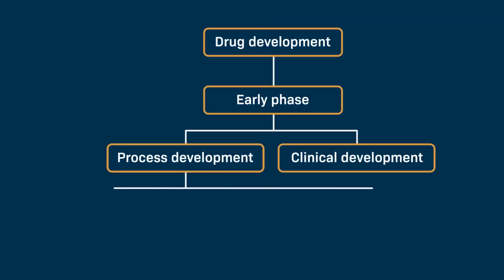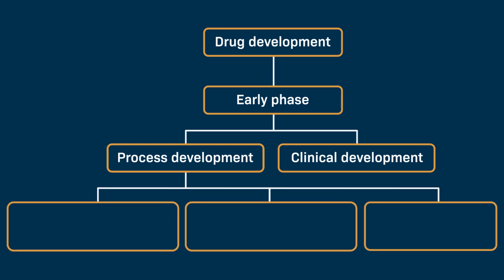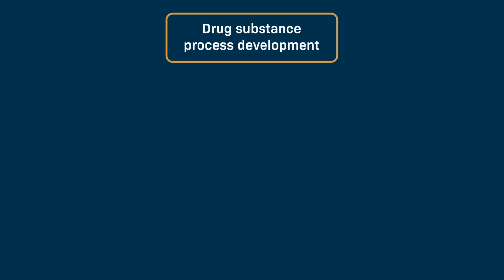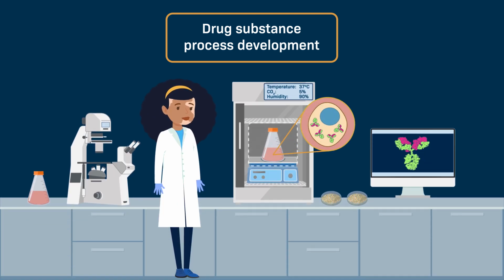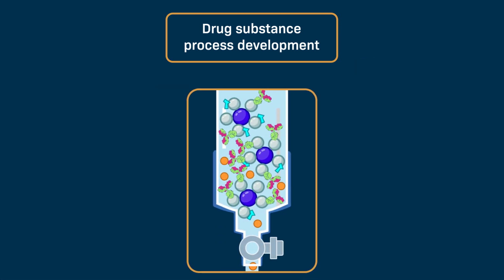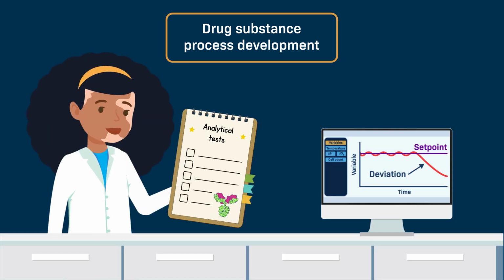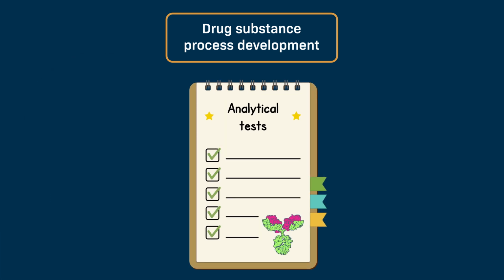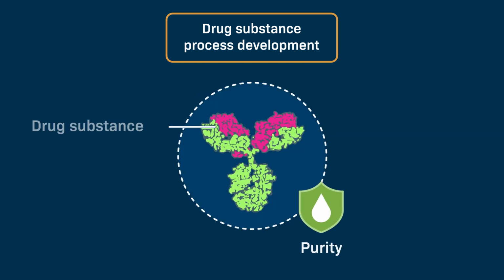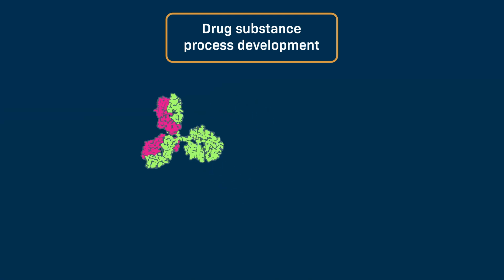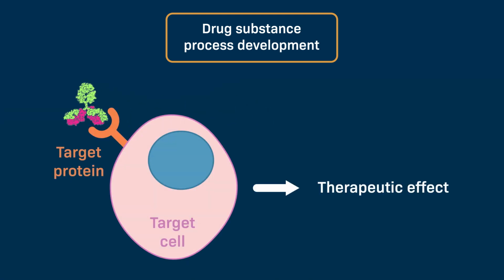Process development can be divided into three categories: drug substance process development, drug product process development, and attribute sciences. In drug substance process development, scientists produce the therapeutic protein in living systems and purify the therapeutic protein to remove impurities. Scientists must perform analytical tests throughout the process to evaluate the purity of the drug substance, the term that's used to refer to the active molecule that's responsible for a drug's therapeutic effect.